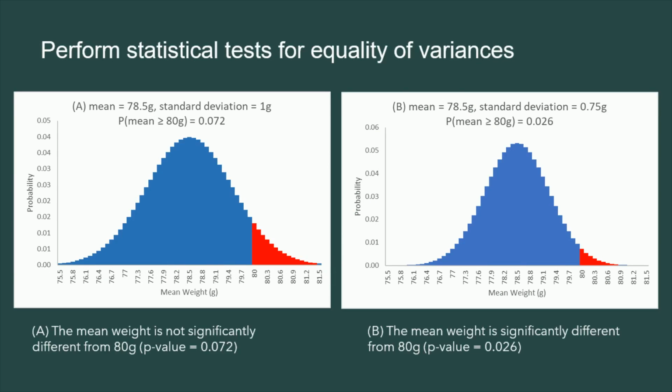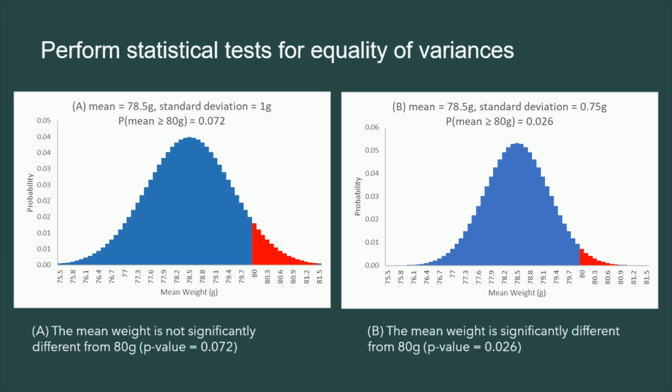However, the standard deviation of Team A's data is 1 gram while the standard deviation of Team B's data is 0.75 grams. Then we basically ask, what is the probability, the area under the graph, where mean weight is equal or more than 80 grams. We will need to look at the area shaded red. Team A will say that there is a 7.2% chance that the mean weight is equal or more than 80 grams.